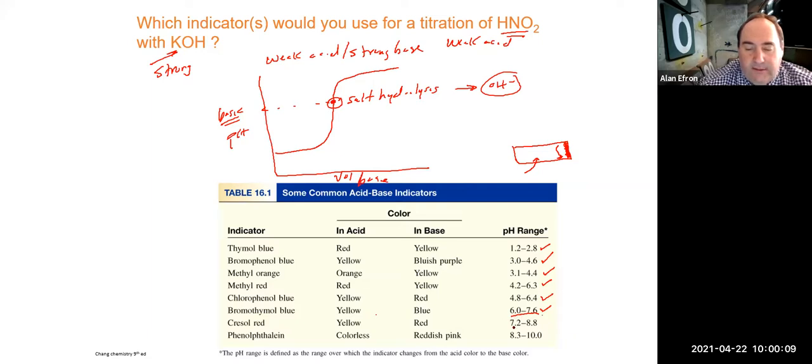This one right here, which is cresol red, goes from 7.2 to 8.8. So that could be a good choice, as obviously in that range we'll see some type of change in terms of the color as we go from 7.2 to 8.8. And obviously phenolphthalein here would also be a good choice. So out of that list, perhaps suitable for this titration would be cresol red and phenolphthalein.